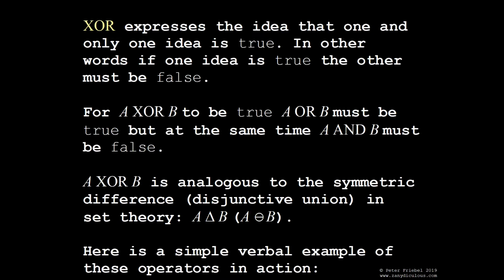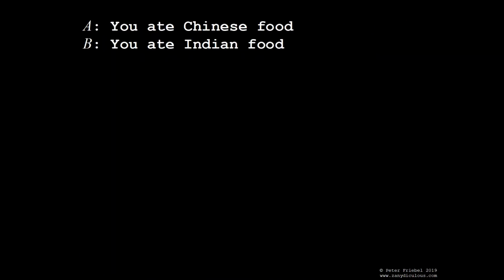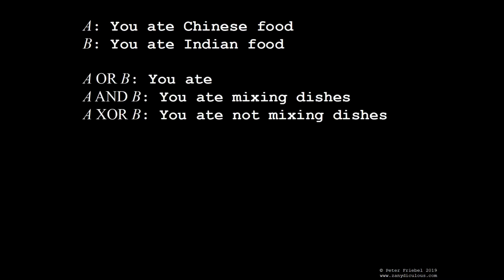Here is a simple verbal example of these operators in action. A: You ate Chinese food. B: You ate Indian food. A or B means that you ate. A and B means you ate and you mixed your dishes. A exclusive OR B means you ate, but you didn't mix any dishes.